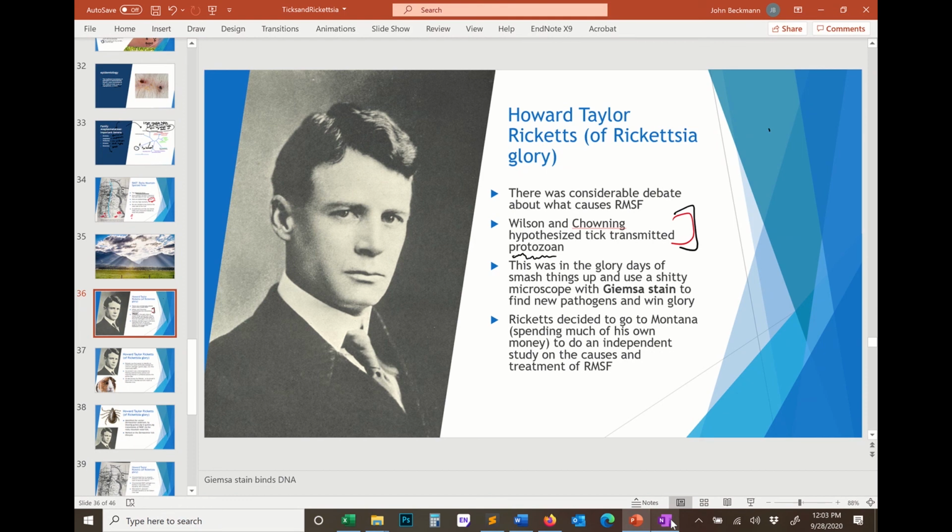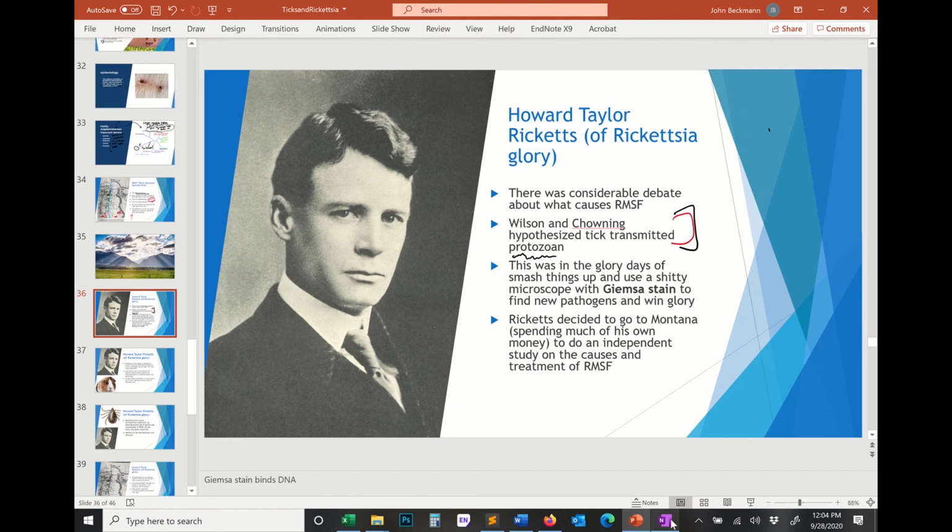This was in the glory days, when you just go out and find some insects and smash them up and literally put a chemical on them, which is Giemsa stain. Giemsa stain stains bacterial outer membranes, and then you just look for abnormalities. That's all they had to do to get a genus of famous bacteria named after them. It was a little more complicated than that, but it was a lot easier to find new stuff back then.